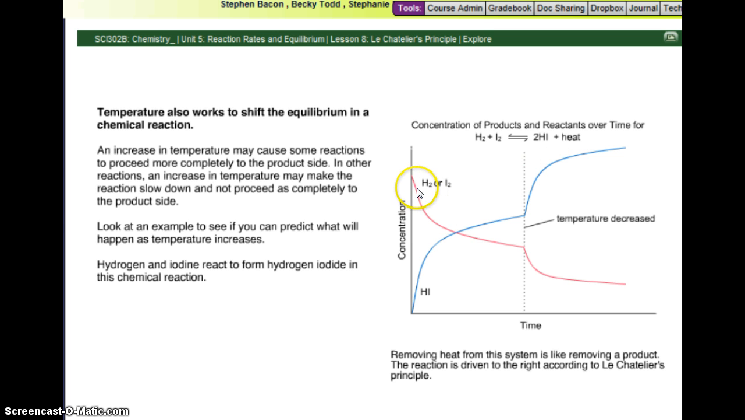Alright, so the concentration of our reactants goes down as concentration of product goes up. Then the temperature is decreased, so it gets colder. Now look, we have less and less of our reactant, and we still have more of our product. So in this case, we took away heat, we have less of the product, and so in order to have equilibrium, then more of the product needed to be formed.